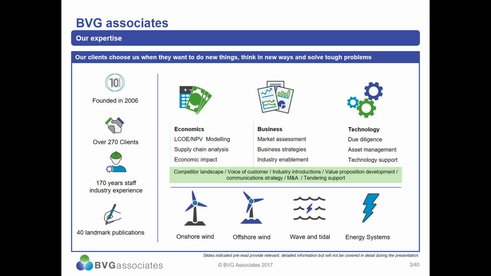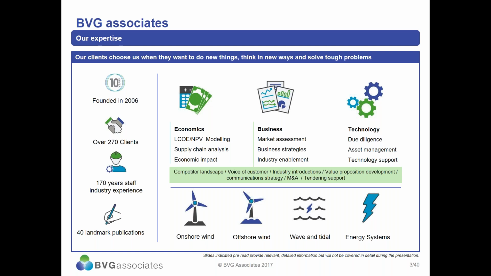And I guess we like to feel that it's the combination of those activities that enables us to provide to our clients a vision for how the industry will develop, and that's what we've been trying to do here through this study. So it's quite a good example of the kind of work we do.